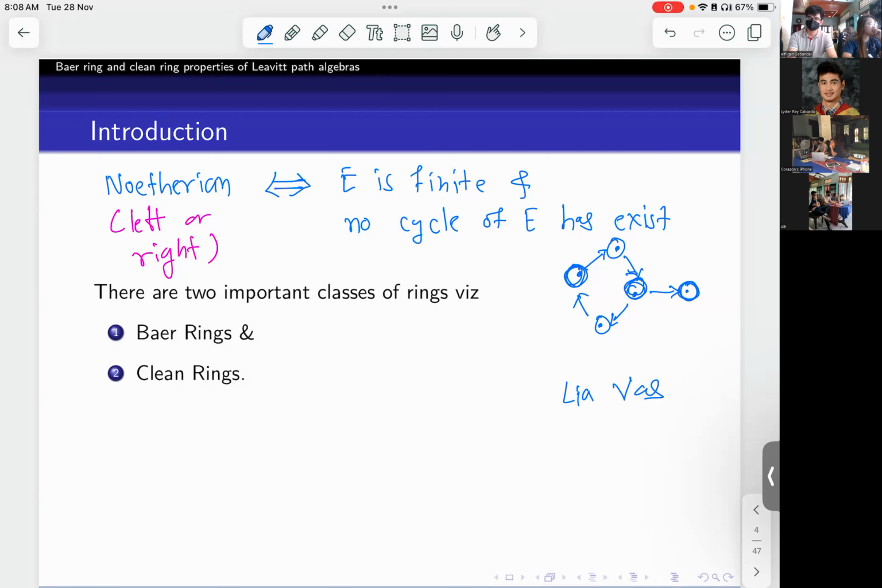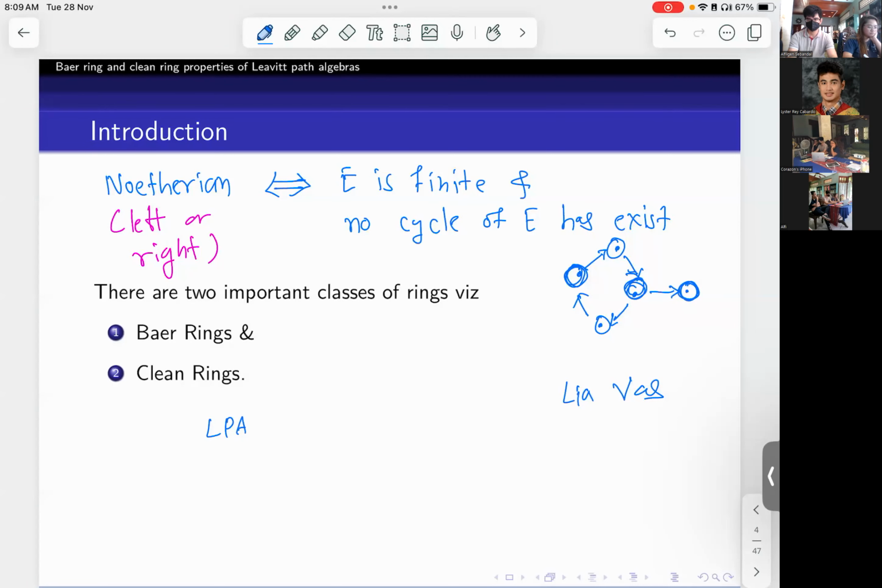So two important classes of rings are Baer rings and clean rings, and it is natural to investigate these two classes for Leavitt path algebras. So the natural question that we would like to ask is which Leavitt path algebras are Baer, or which Leavitt path algebras are clean as rings. We will see what Baer means. We will see what clean means.